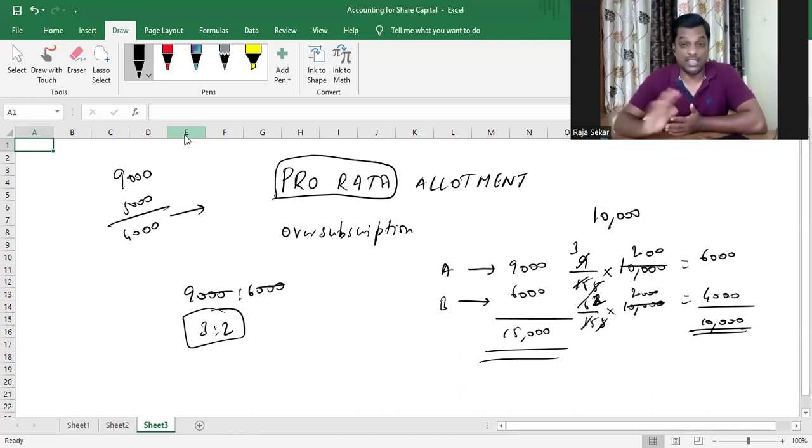That doesn't make sense, right? So what do we do here? We tell A that, see A, you applied for 9,000 shares, but we are only allotting 5,000 shares to you. So we are supposed to refund to you the application money that you paid along with the 4,000 applications that you made. However, we are not going to refund it to you. You have to pay us allotment money, right? We will set off whatever application money you paid to us against the allotment money due, and if there is any excess, that alone you have to pay.